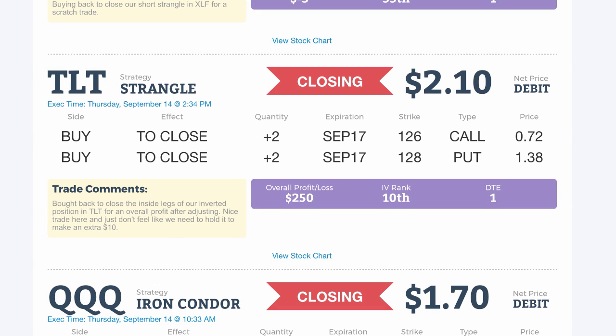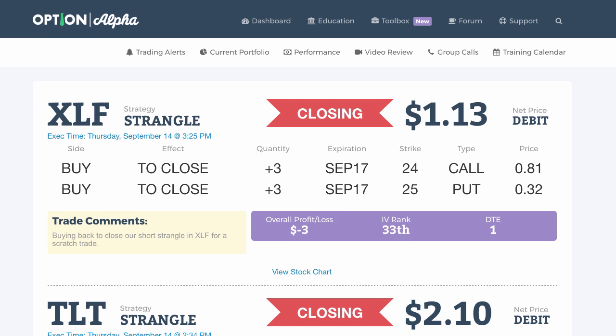But with these inverted spreads, again, the minimum that they can trade for is the width of the inverted strike, which is $2. So we paid a little bit more than that, but it's not worth holding to make an extra $10. It will not trade anywhere below $2. And that's okay, because all the credits that we added up still gave us an overall profit of $250 on the trade, okay?